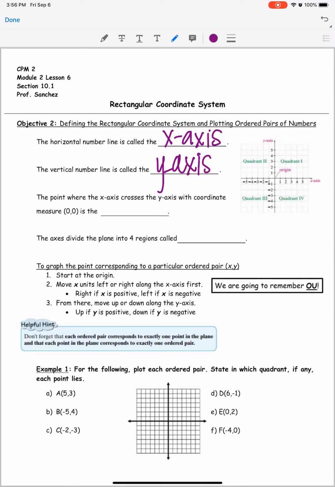It says the point where the x-axis crosses the y-axis with the coordinate 0, 0, this is the origin, which you can see is right here. So it's right here in the very center where these two lines cross. The axis divides the plane into 4 regions. These are called quadrants.